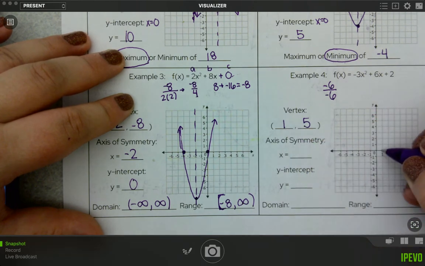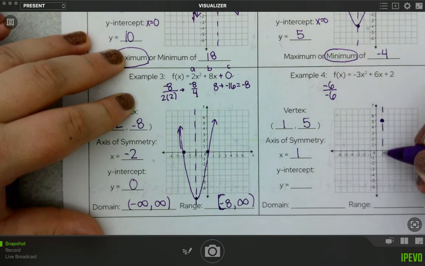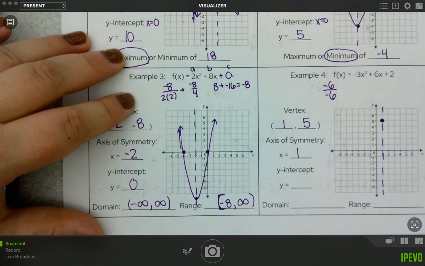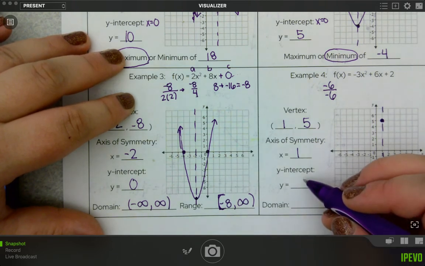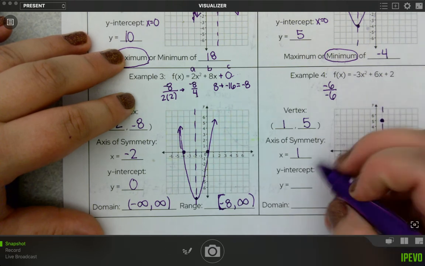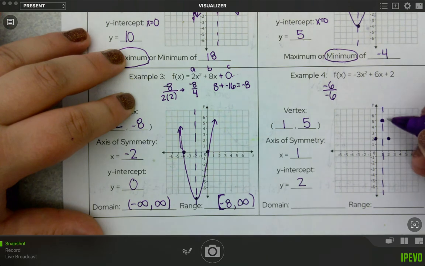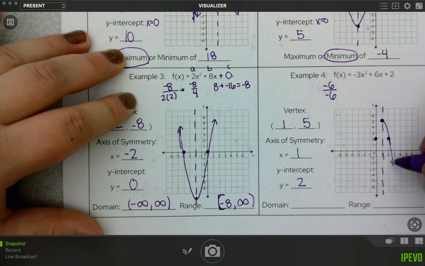So over 1 up 5, and your axis of symmetry is going to be over there at 1, going through that point. Then your y-intercept, 0 plus 0 plus 2. And it's only 1 away, so we flip it across to the other side, and we have our parabola.